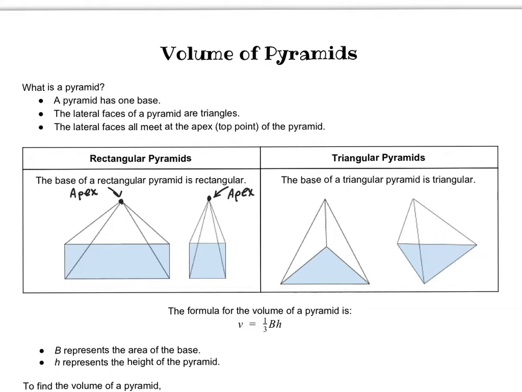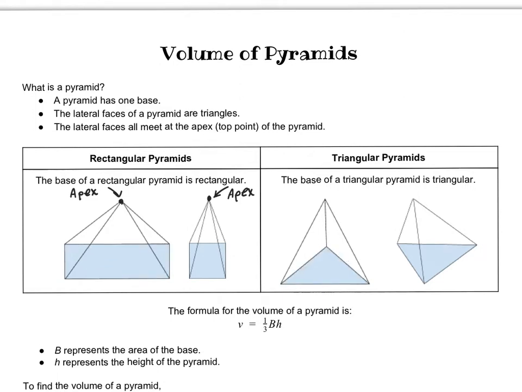So in this case, all of these lateral faces meet at the top vertex, although it doesn't have to be at the top. You could have an upside down pyramid. It's still a pyramid, and that would still be the apex where all of the faces converge. We name pyramids based on the shape of their base. So our rectangular pyramids have rectangular bases, and our triangular pyramids have triangular bases.